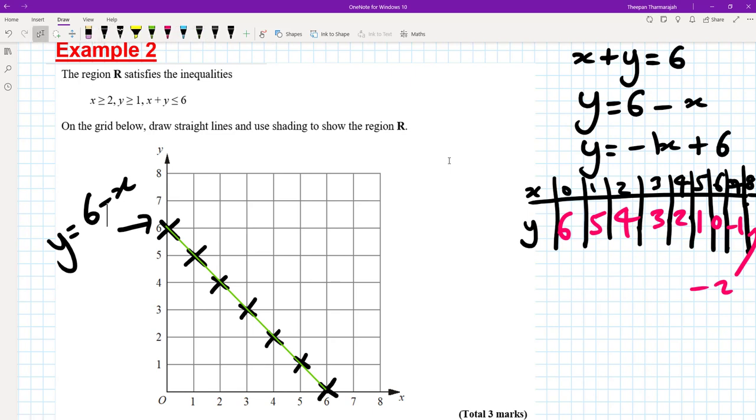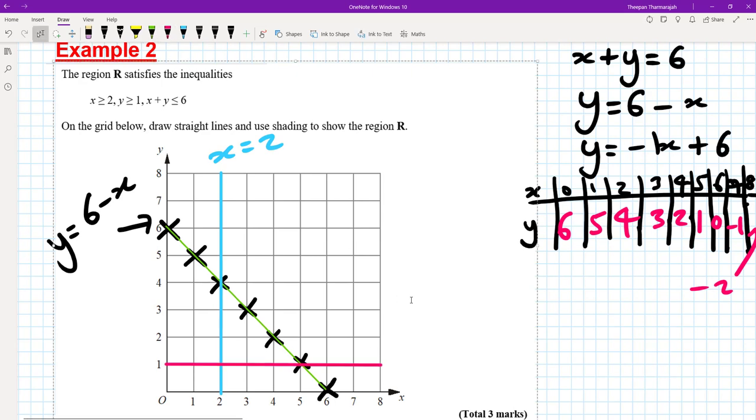Then I want to draw in the line x equals 2. That's going to be a vertical line at 2. So now this is the line x equals 2, and I'm going to label it. Then I want to do the horizontal line of y equals 1. I'll change to pink, and now I'm going to label this as y equals 1.